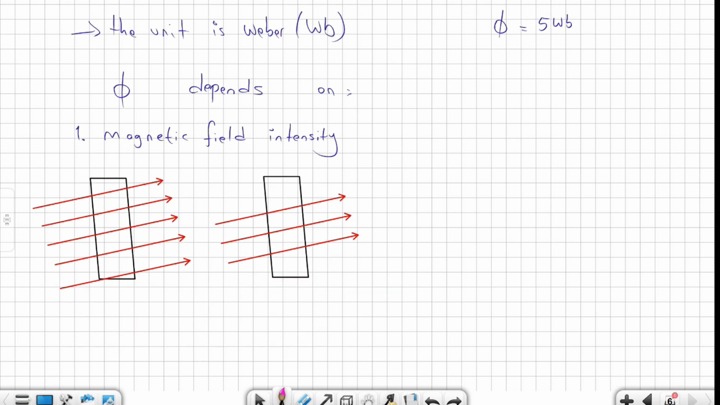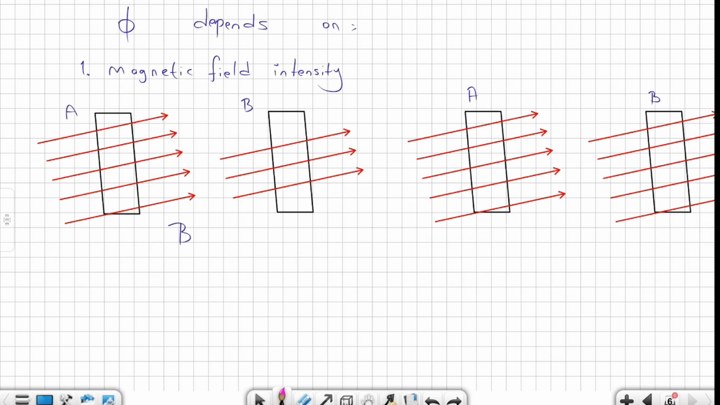In the first one, we have 5 lines that are passing through the area, so we have a strong field. In the second one, we have a weaker field. In the first part, magnetic field of A is greater than magnetic field of B. So clearly the flux in A will be greater than flux in B.